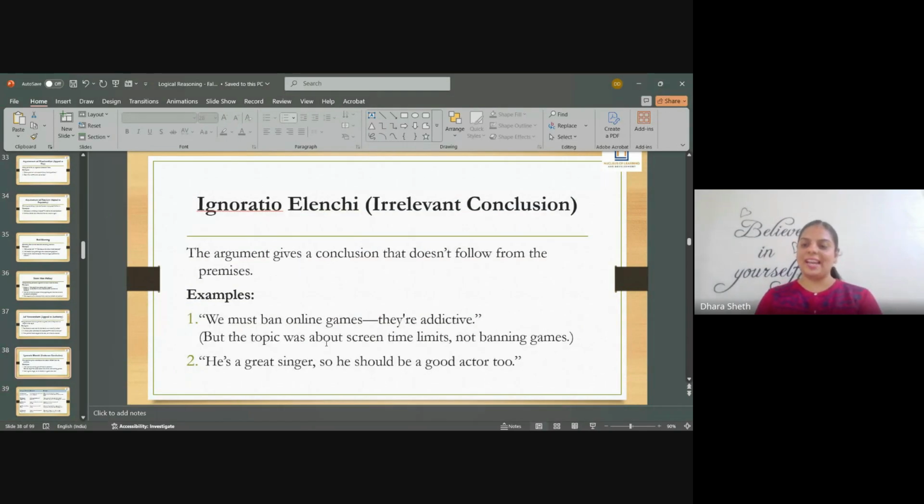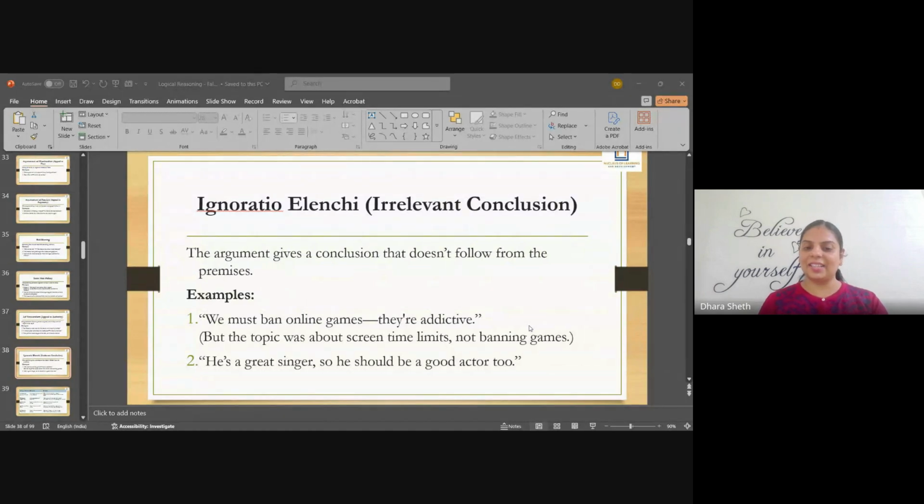Next, ignoratio elenchi, irrelevant conclusion. Now, this conclusion actually does not follow from the premises. Based on the premise, you say something, but it has got no relation there. Like, we must ban online games. They are addictive. But the topic was about screen time limits, that children are spending so much time on screen. So we must limit their screen time. But instead of screen time, it became online games should be banned.